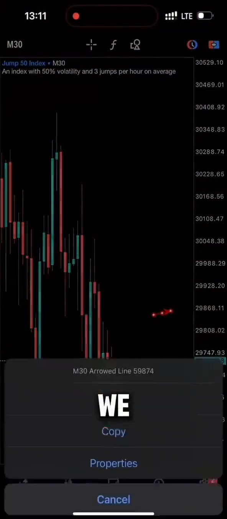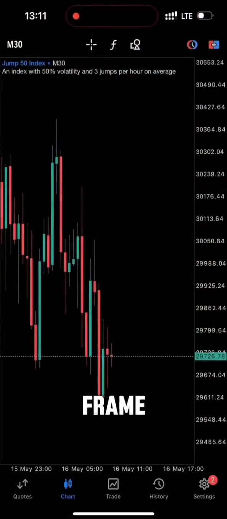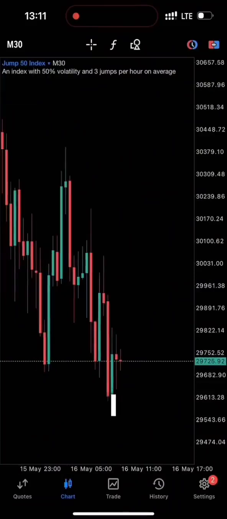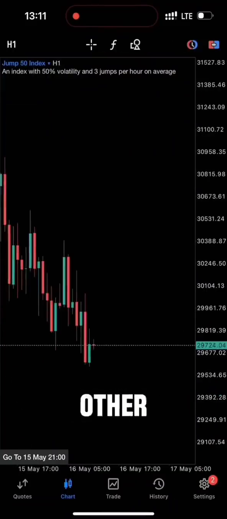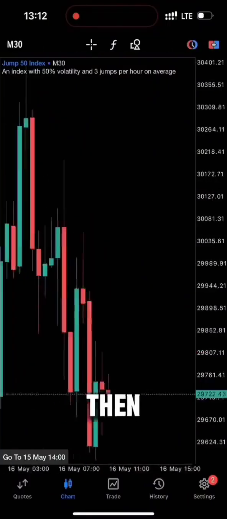Ladies and gentlemen, we got him. All right, so we spot something on Jump 50 Index here on the 30 minutes time frame, because I failed to find anything on the other time frames. So we're just going to be using what we can find, and then we'll be scalping.